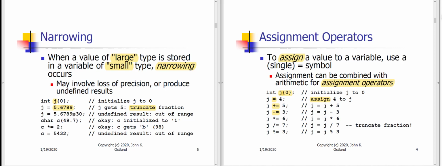Now, here in the next statement, we have a value that's far larger than 2 billion, 10 to the 30th power. That is way outside the range of things that can possibly fit into an int on our system. And so the result of this is going to be undefined. If we display j after we do that assignment, something will be displayed, but we have no way of predicting what.